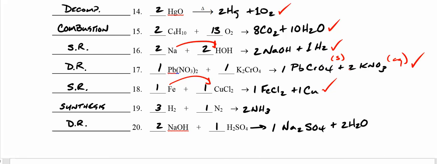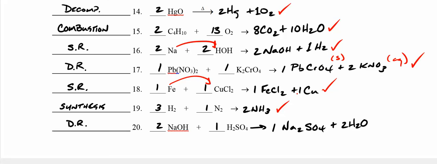Number 19, we've got H2 and N2. All we can do is stick them together, so when we do that, we get NH3. And remember, the N is plus 3, the H is minus 1, so when we cross them for NH3, 3, 1, 2 will balance that reaction right there. That is a synthesis. And last, number 20, we've got sodium hydroxide and H2SO4.